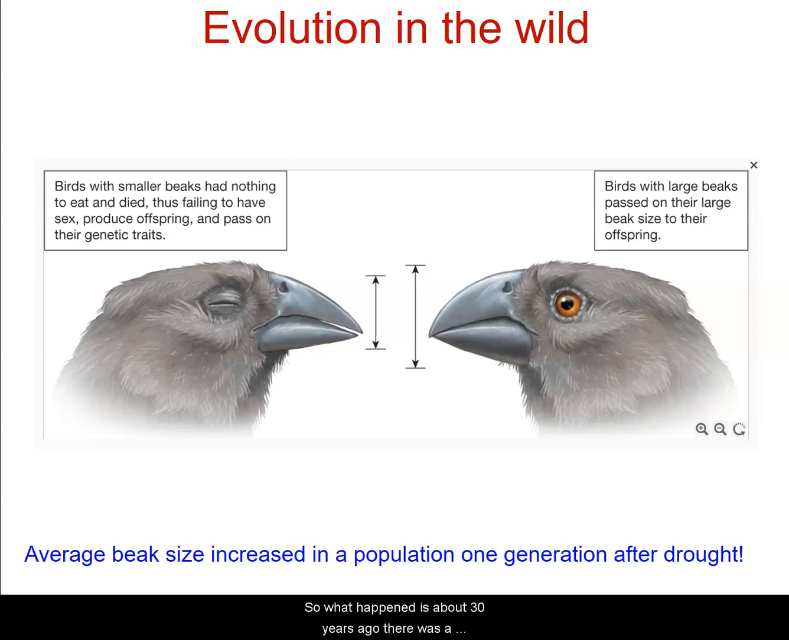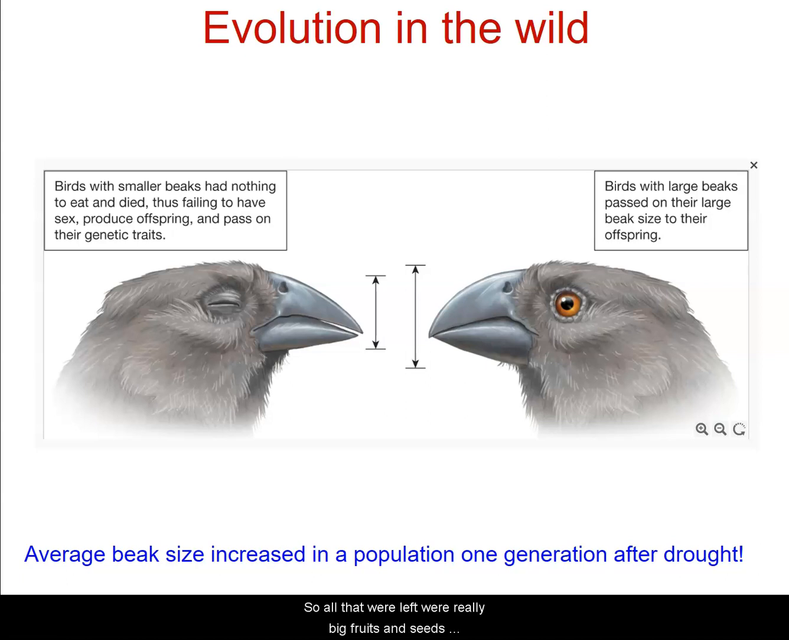So what happened is about 30 years ago, there was a massive drought in the Galapagos. As a result, a lot of plant species suffered and didn't grow effectively after the drought. And because those plant species serve as food for the birds, different birds survived differentially because their food sources had changed. So small-beaked finches, like the ones on the left, died out because the plants that produced the smaller fruits and seeds didn't grow after the drought.